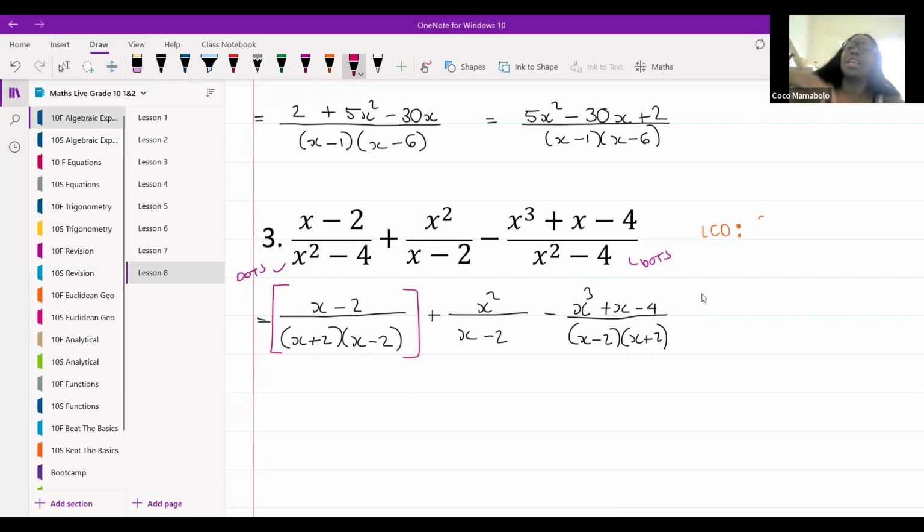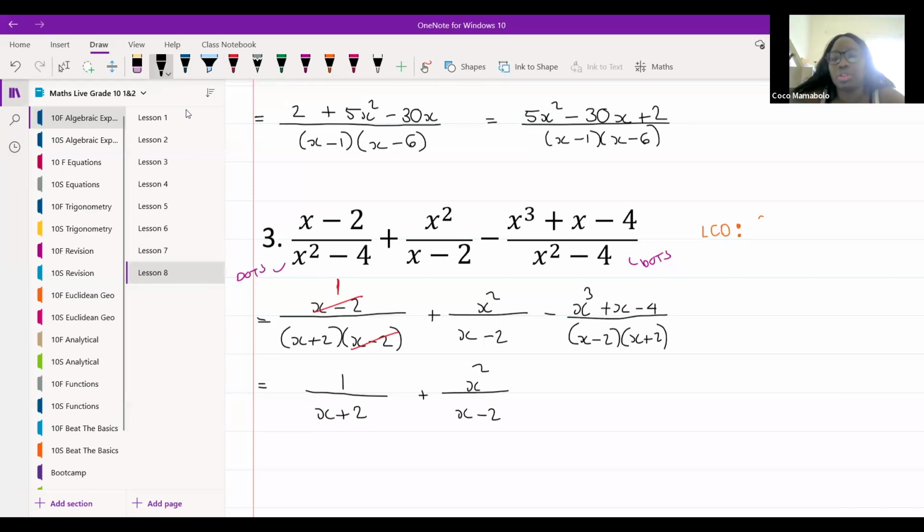That's it, correct. The x minus 2's can cancel. So I can do this, and then on the top here I'm going to have 1 left over. So that changes my fraction completely. What I have left over is 1 over x plus 2, plus x squared over x minus 2, minus x cubed plus x minus 4 over x minus 2, x plus 2.